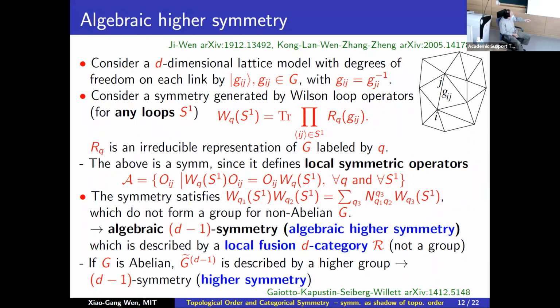Only when the symmetry group is abelian is there just one term in this N_ijk. For non-abelian, there are several terms in the sum. And that's it. So that is a very simple way to have an example of a non-group-like, beyond-group symmetry.